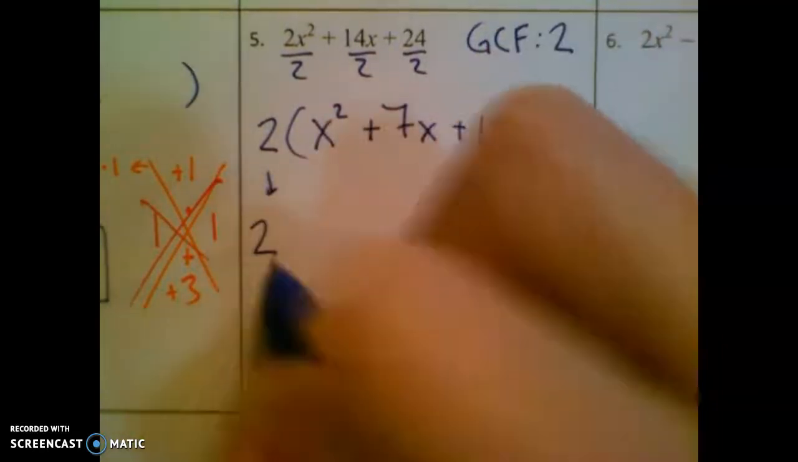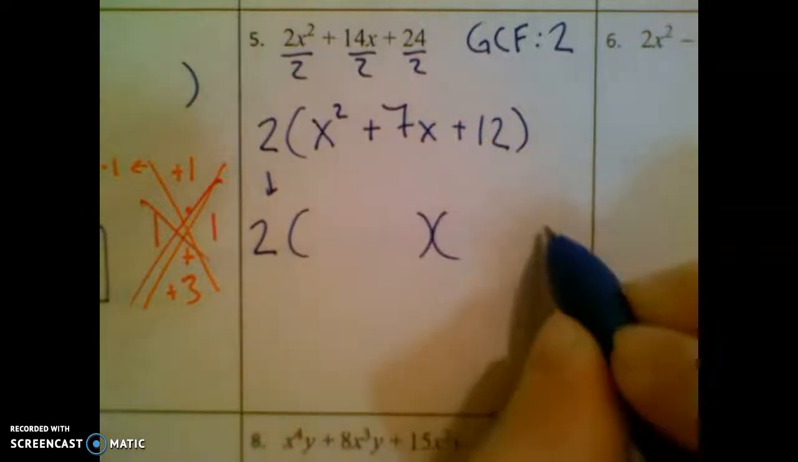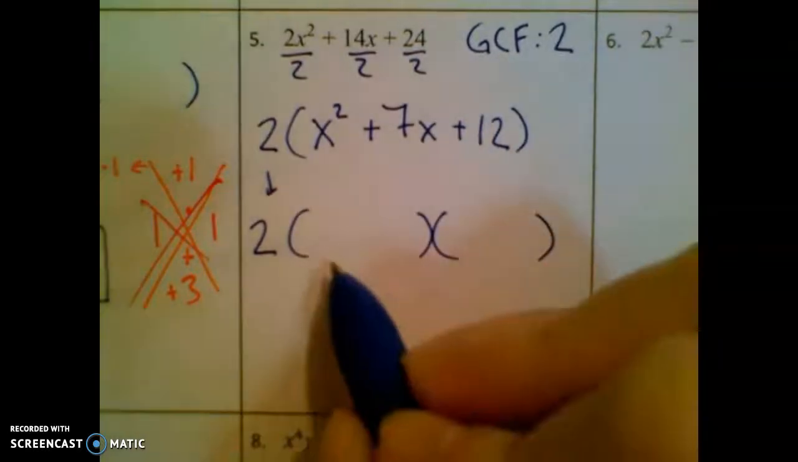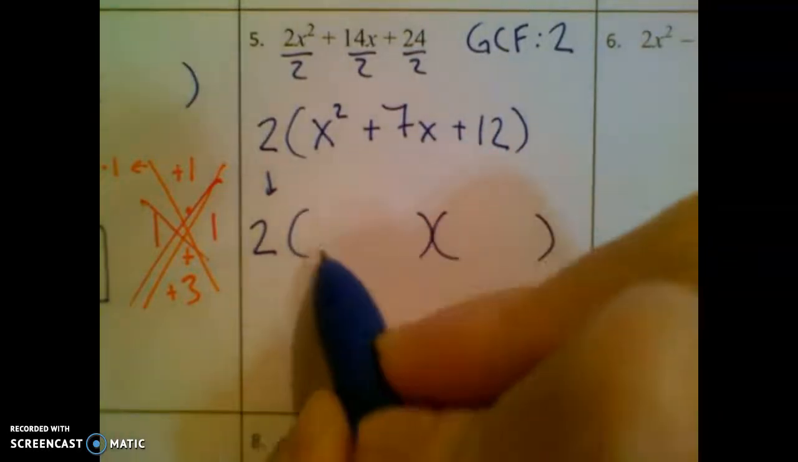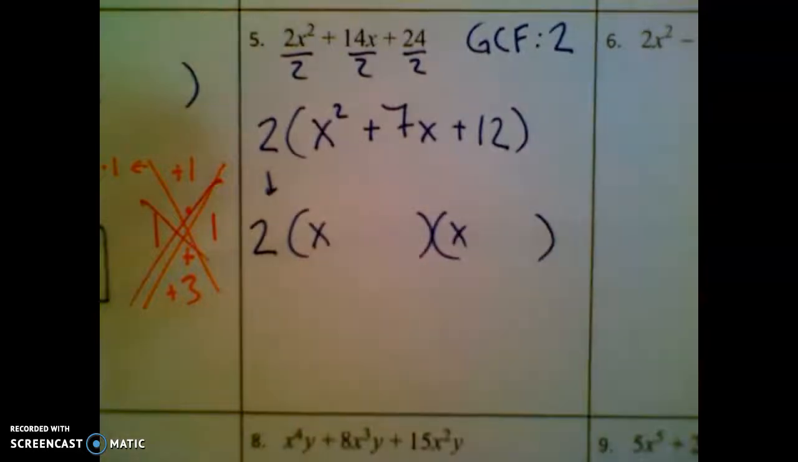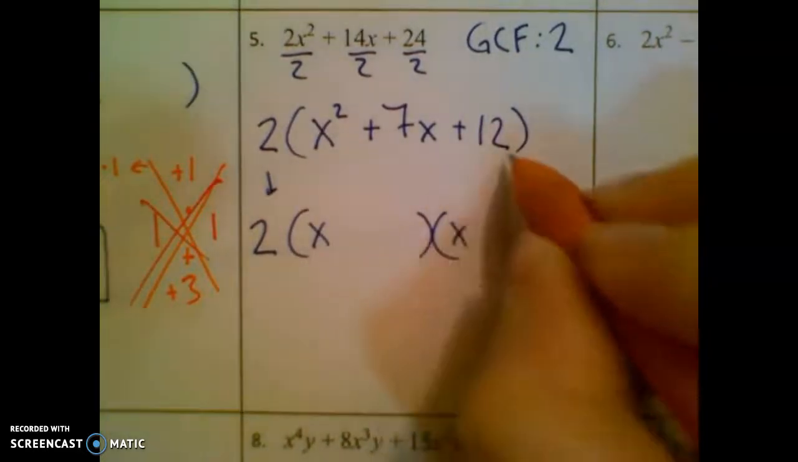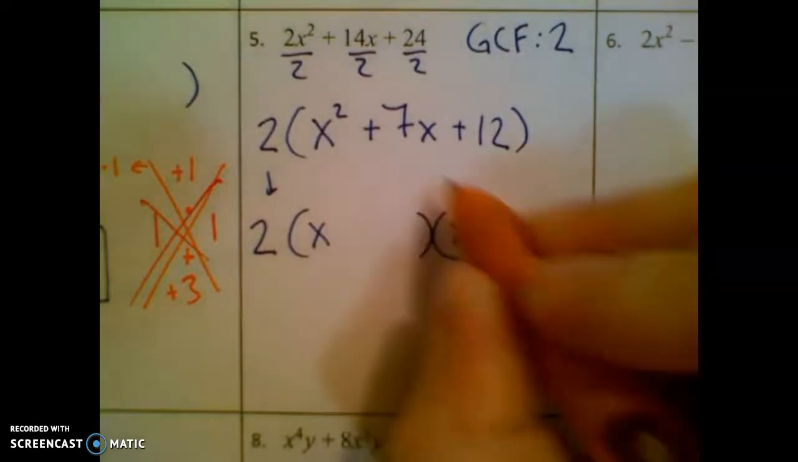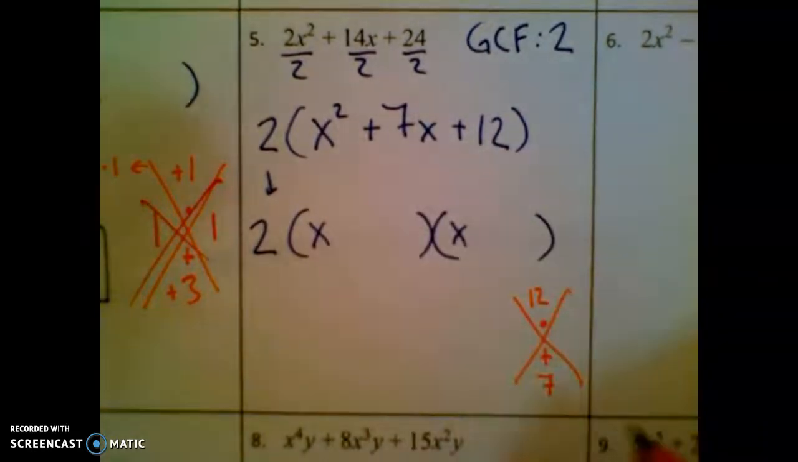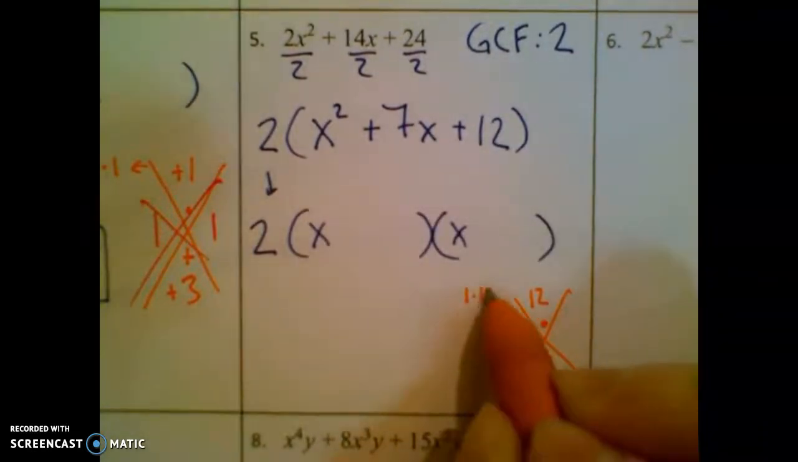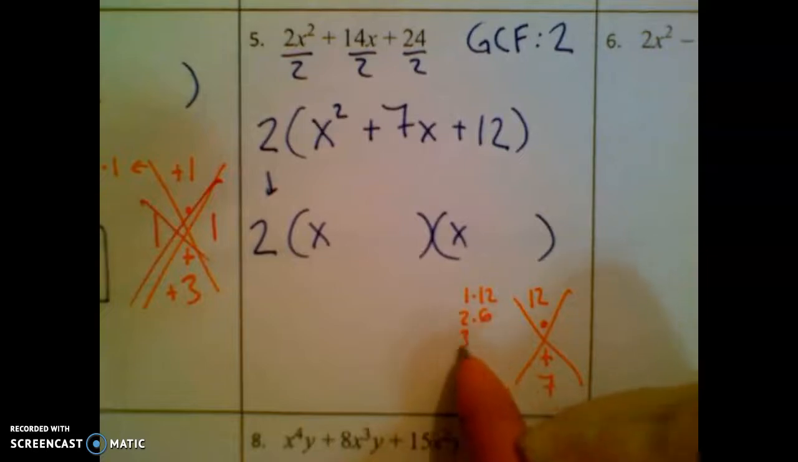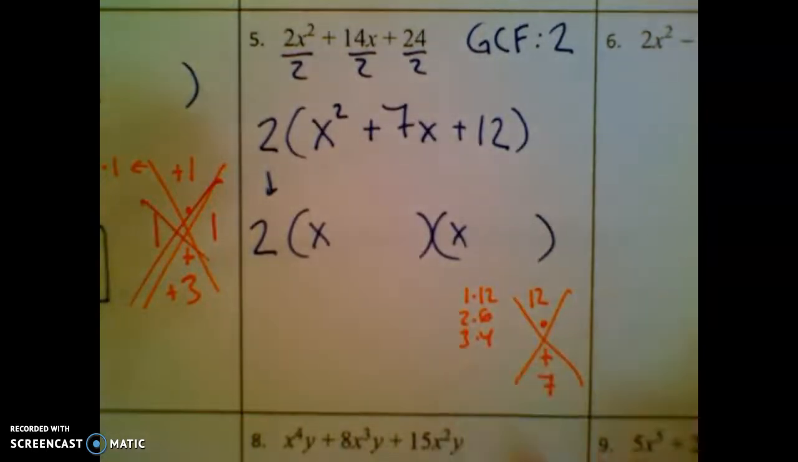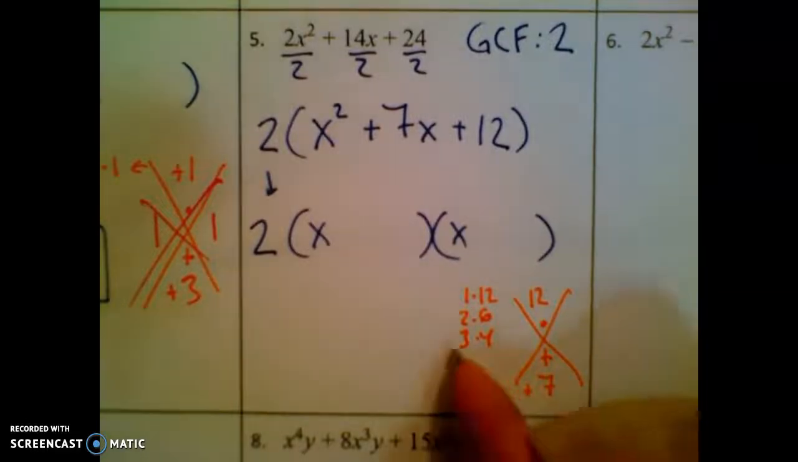So I'm going to go ahead and bring down my GCF and draw my 2 parentheses and fill in the variable. What times what is x squared? Well, x times x is x squared. Go ahead and what multiplies to be 12 and adds to be 7? If you don't know, 1 and 12, 2 and 6, 3 and 4, check your factors. Of these factors, which ones will add to be a positive 7? What's a 3 and a 4?